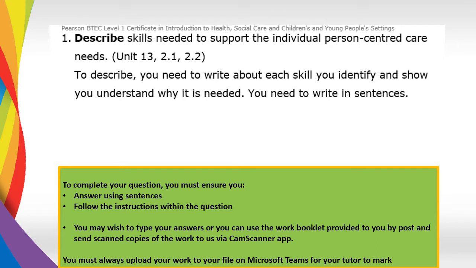So this brings you to question number 1, which is asking you to describe skills needed to support the individual person-centered care needs. You need to describe, and that means you need to write about each skill you identify and show you understand why it is needed, and you need to write in sentences.